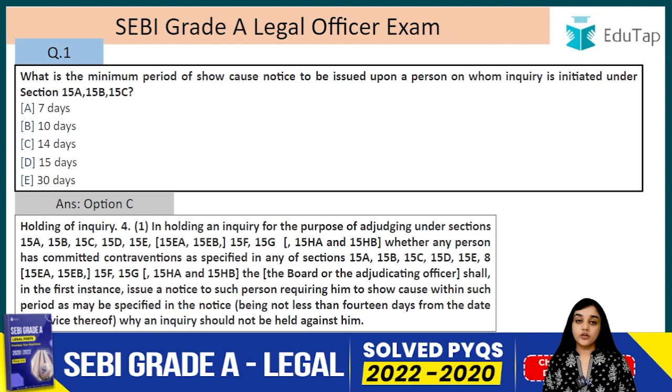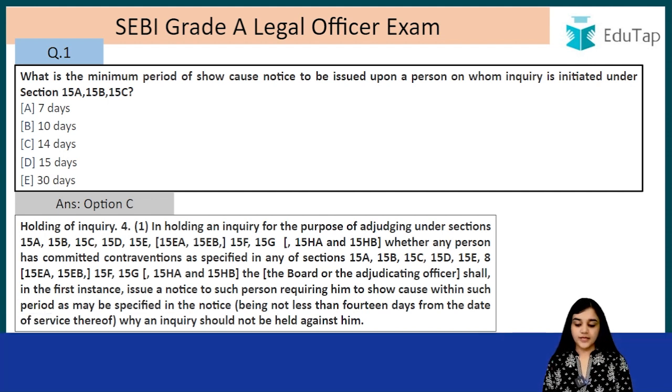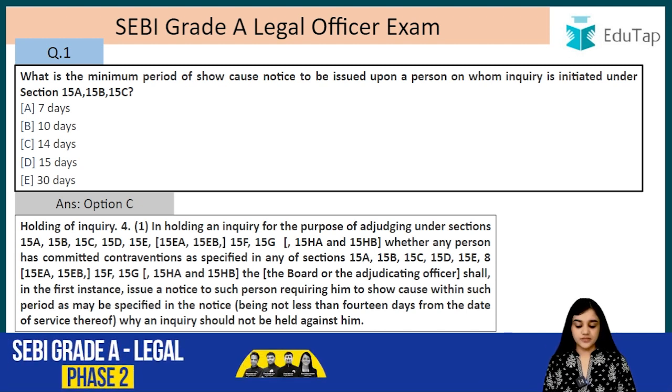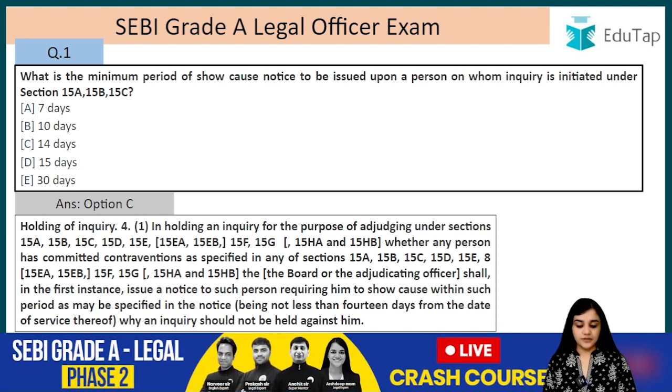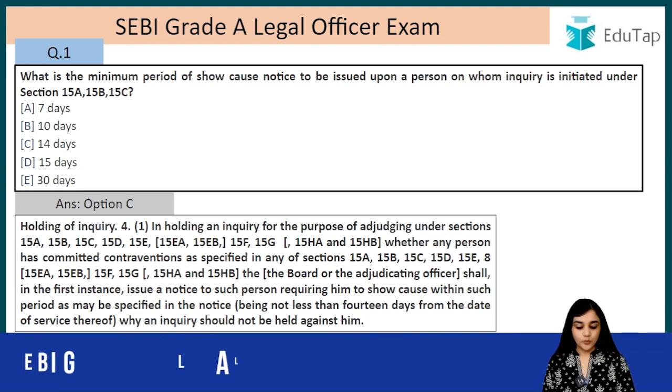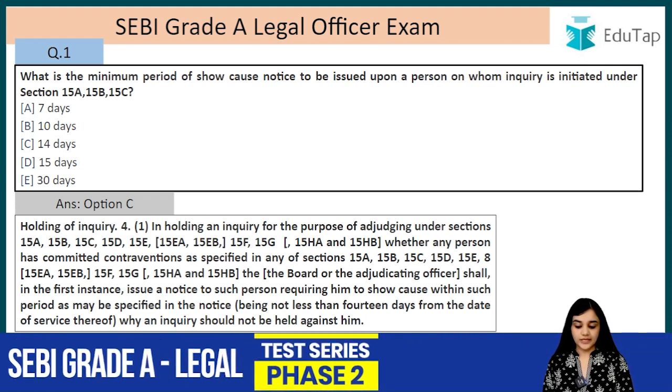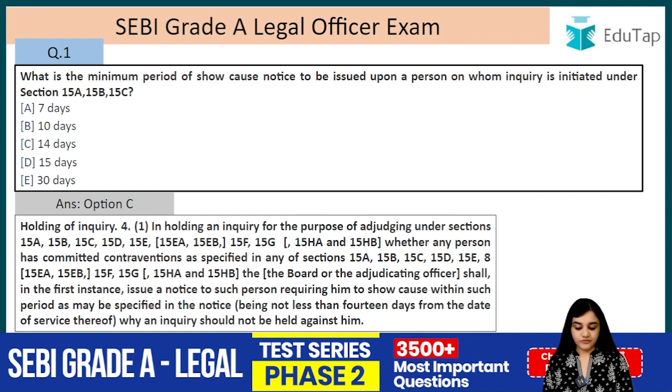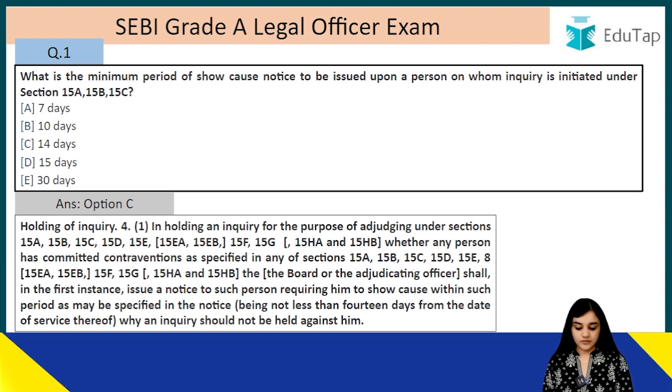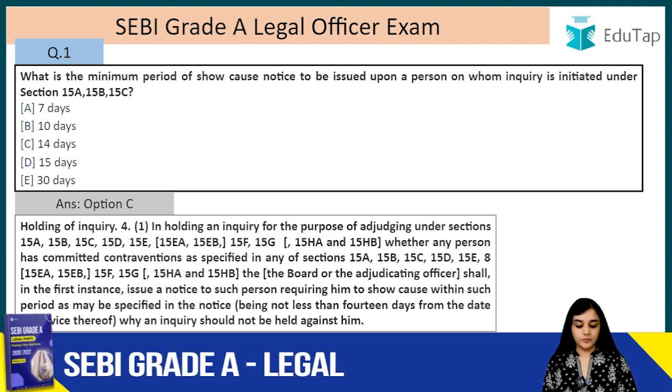Let's read it. Holding of inquiries, rule 4. In holding of an inquiry for the purpose of adjudicating under section 15A, B, C, D, EA, EB, F, G, HA or HB, whether any person has committed contravention as specified in any sections, the board or the adjudicating officer shall in the first instance issue a notice to such person requiring him to show cause within such period as may be specified in the notice, being not less than 14 days from the date of the service thereof, why an inquiry should not be held against him.